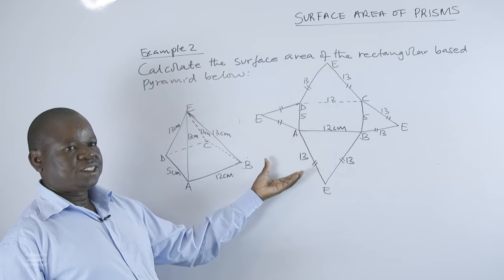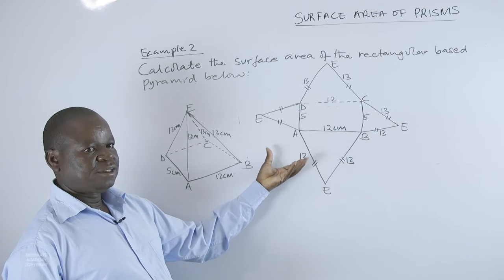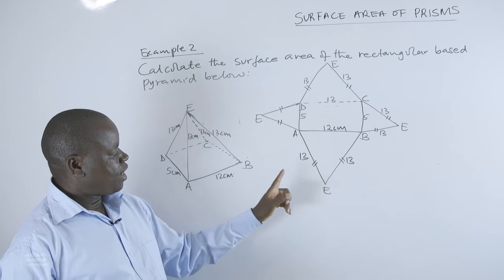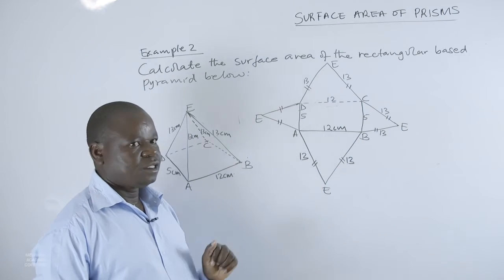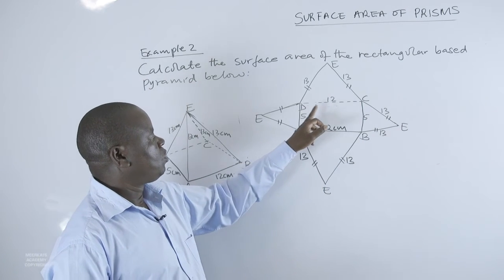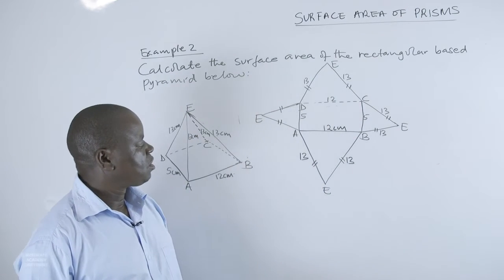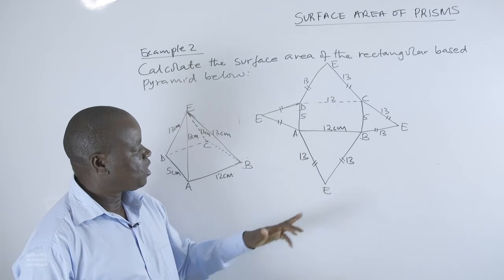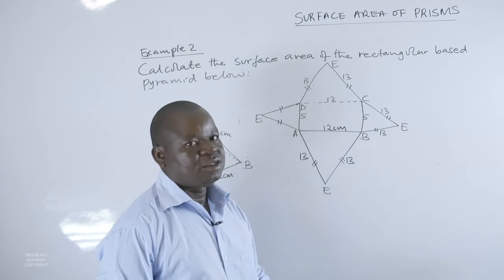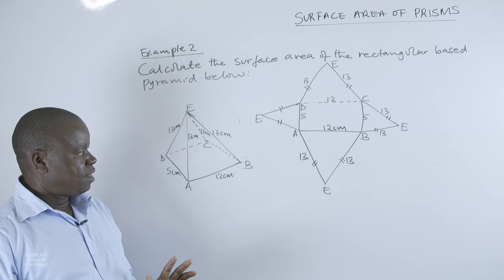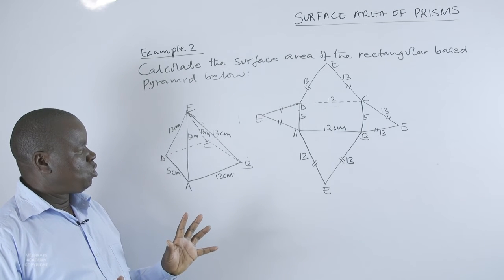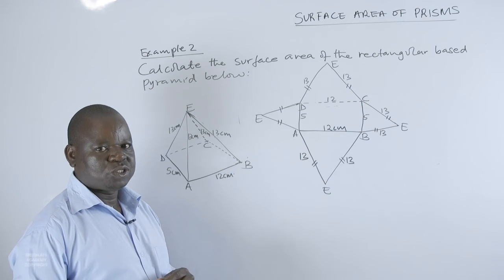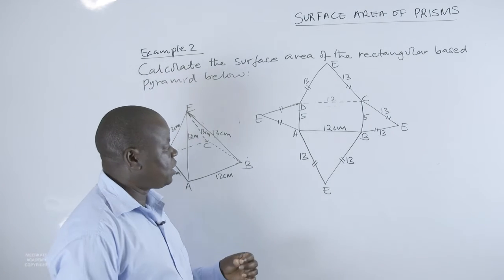But this time you can see that we have different triangles in this particular figure. Triangle ABE is similar to triangle CDE. And then triangle ADE is similar to triangle BCE. They are different. And therefore, you must find the area of each triangle separately. There are two which are similar.